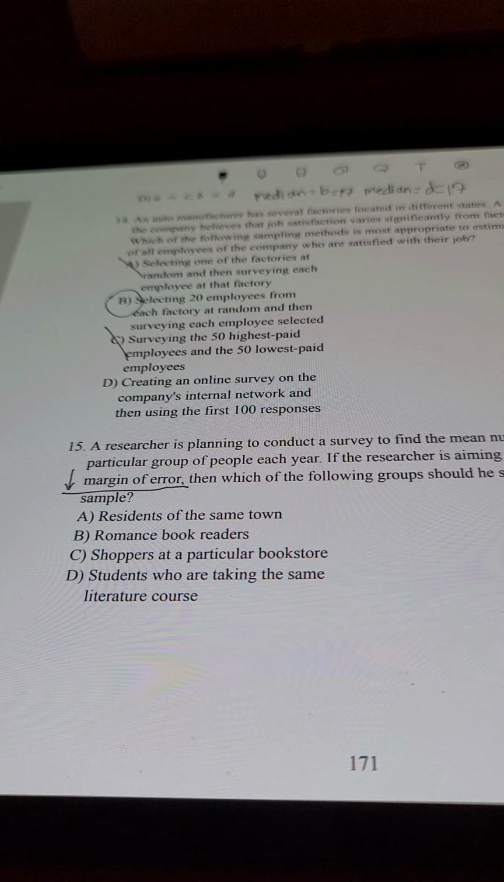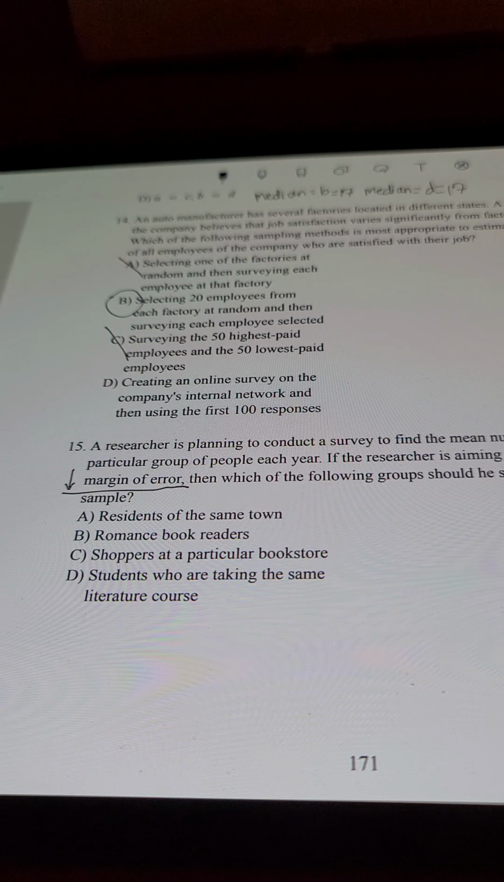So when we're reading through the answer choices, let's think, are these people who would be answering the question, how many books do you read per year? Is this a group of people that would answer that question very similarly? Or in this case, the most similarly to have the lowest margin of error.